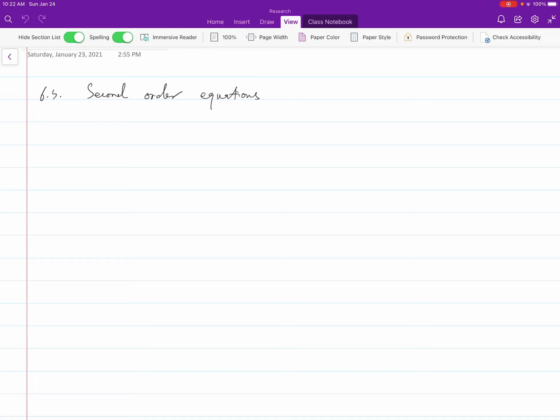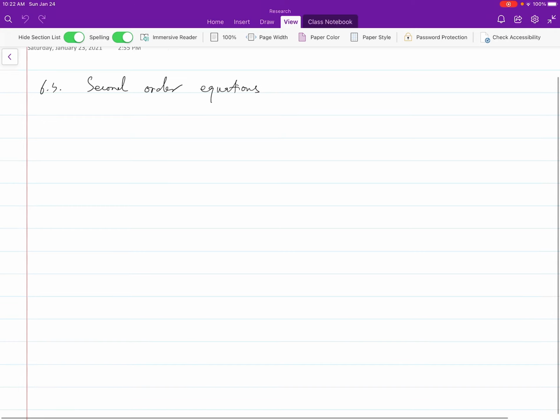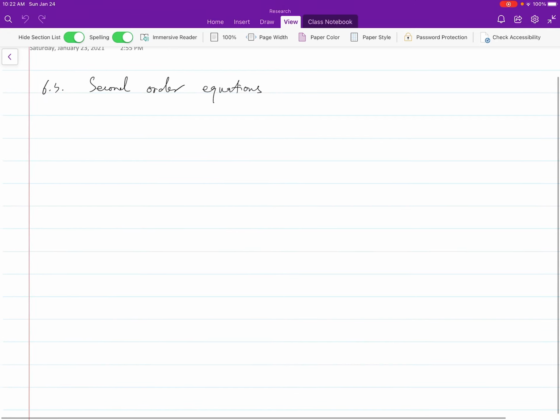Okay, 6.3. We have done Laplace transform, and in all the previous two sections we focused on the first order differential equation. Now we want to move to second order differential equation, and once we have done that, you will be able to see we can actually do this for any higher order as long as it's linear. Okay, so let's think about the second order differential equation.